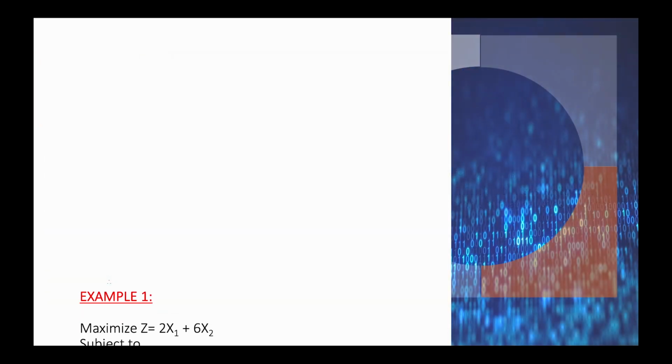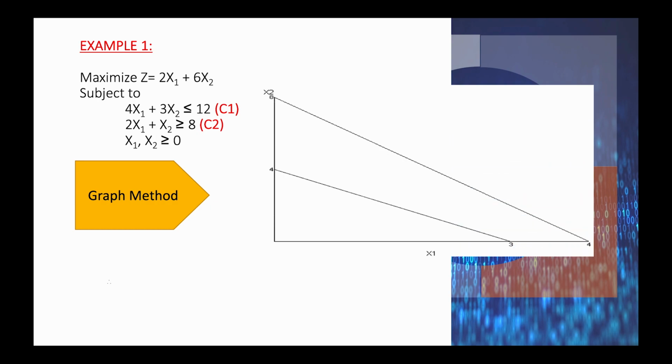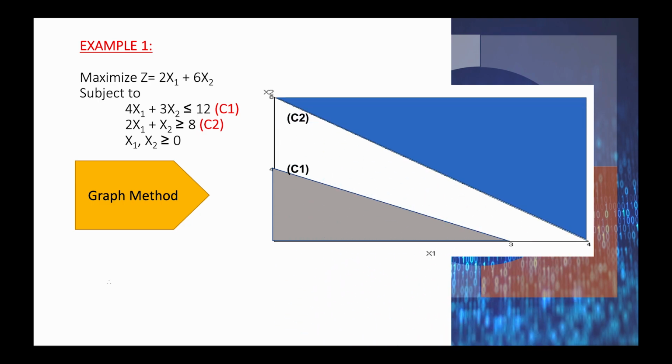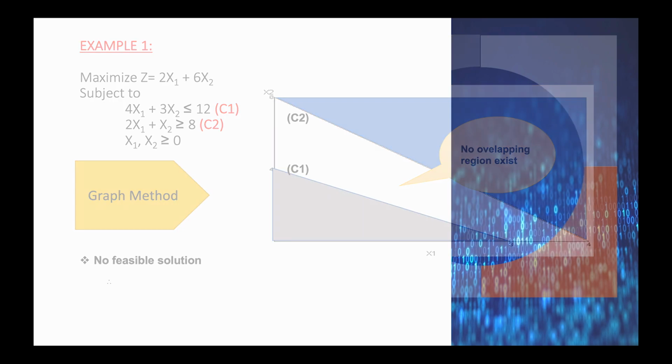Based on example number 1, consider the linear programming formulation where the objective function is maximize z equal to 2x1 and 6x2, subject to 2 constraint equations. Based on the graphical method, there is no overlapping region, so we can conclude that there is no feasible solution.